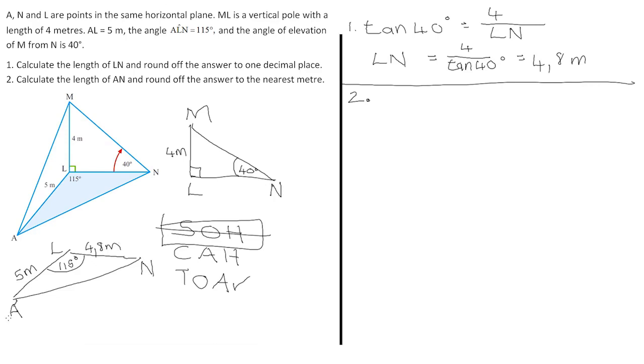In other words, we have a non-right angle triangle, and what is given here? 2 sides and an included angle. Why included angle? Because that 115 degrees is formed by the 2 sides. And when you have 2 sides and an included angle, you will use the cosine rule. So in order to find AN, we're going to use the cos rule.